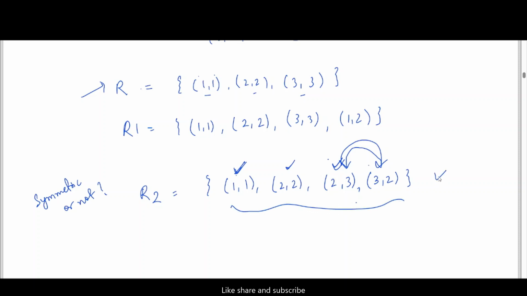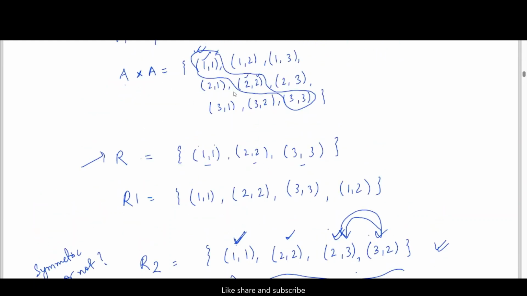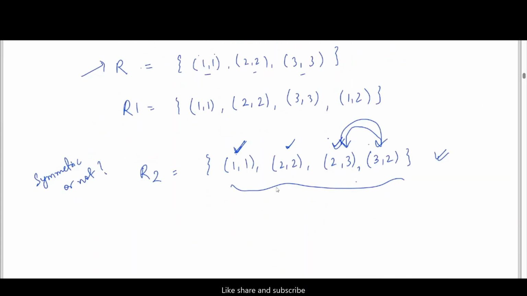So this is a symmetric relation. But if I ask whether it is a reflexive relation or not, since we have made this relation from the set A using A cross A, we have found this relation R2. All the reflexive pairs are not present. Here 3 3 is not present, so it is not a reflexive relation.